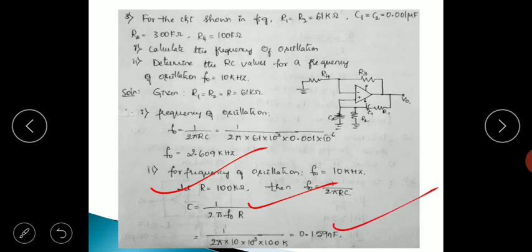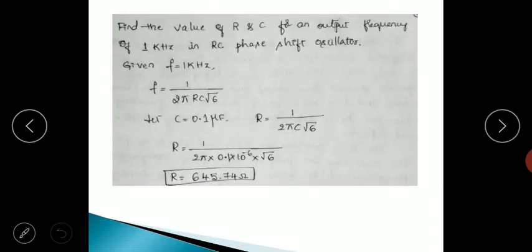Again, what is important here is you should know the frequency of oscillation of this RC oscillator. For Wien bridge oscillator, it is 1 by 2 pi RC, and for RC phase shift oscillator it is 1 by 2 pi root 6 into RC, right? One more example is shown here.